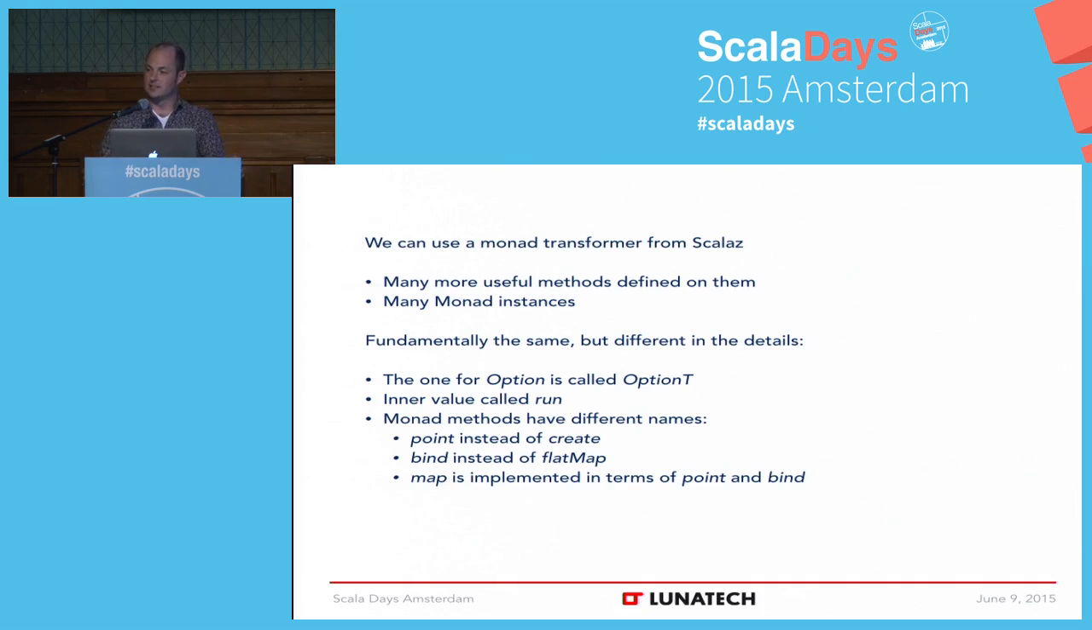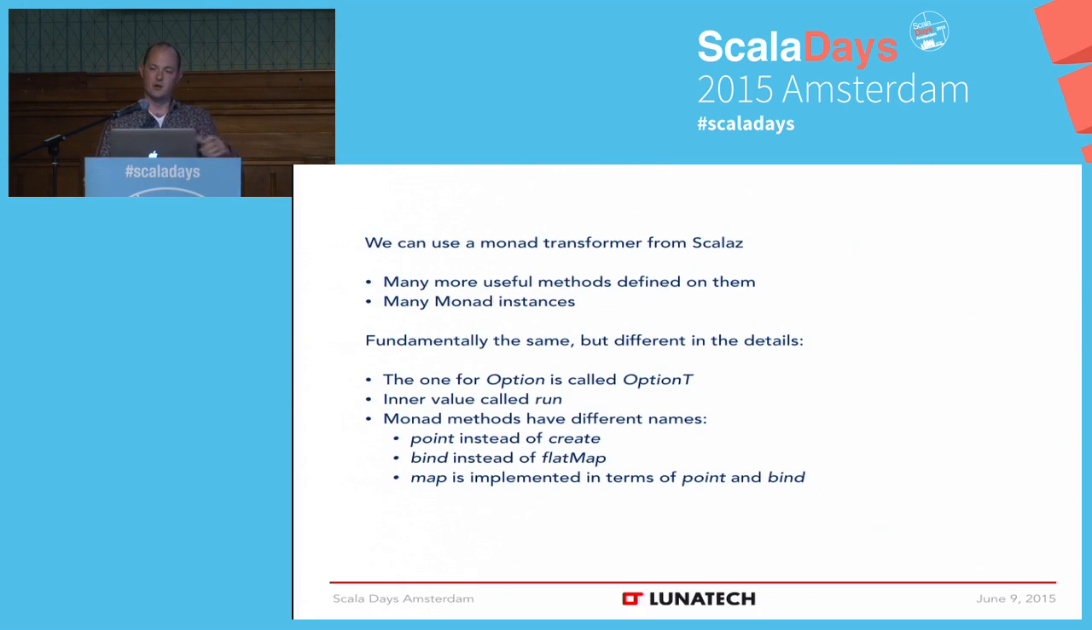But they are fundamentally the same stuff as we just built. Different in the details. The one for option is called OptionT. So if you were ever wondering in Scalaz, the classes that end with a capital T, they're transformers, and there's a bunch of them. They call the inner value that we called inner, they call it run. So you can do myMonadTransformer.run, which looks nice.